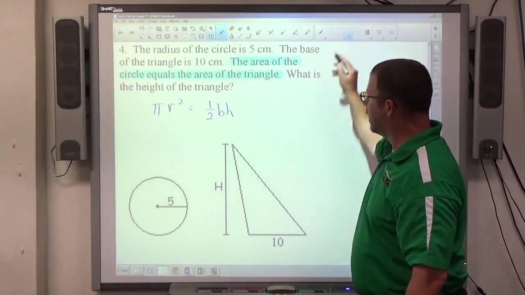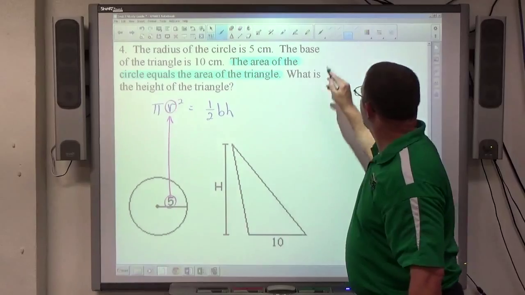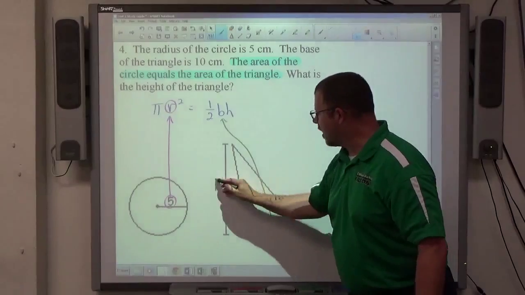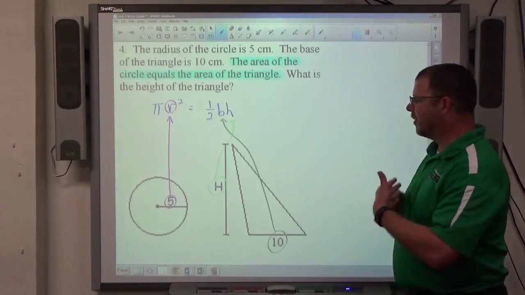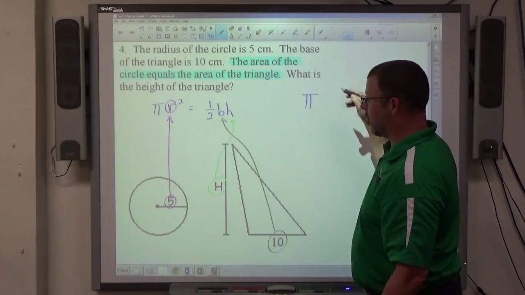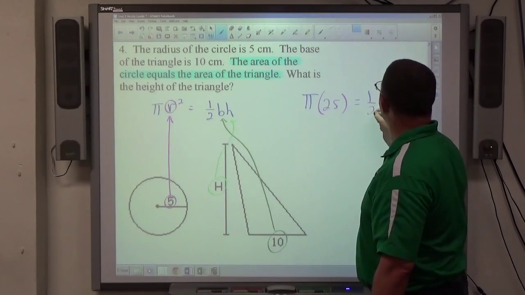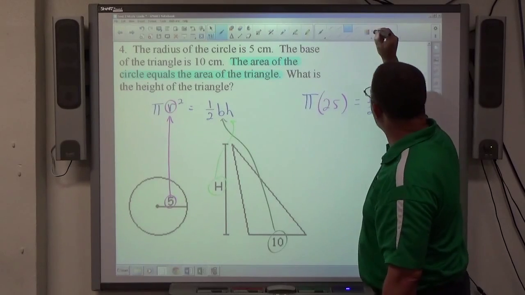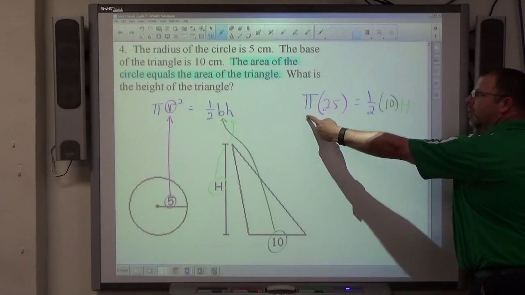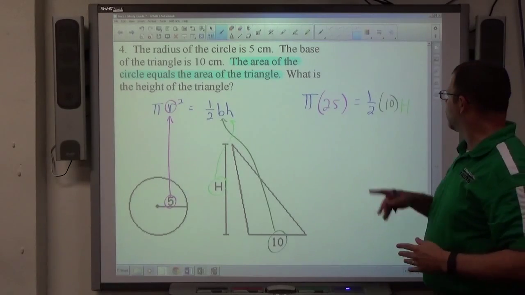Now if we start filling in what we know, the radius is equal to 5. So I know that number right there. The base of the triangle is 10. I know that number right there. The height of the triangle, I don't know what it is. It's h. If I fill in everything I know, I've got pi times r squared, that'll be 25, equals 1/2 base, which is 10, times height, which is, I don't know, we're calling it h. Just like that, pi is 3.14, 25 is a number, half is a number, 10 is a number, h is a variable. The only thing left now is one variable.